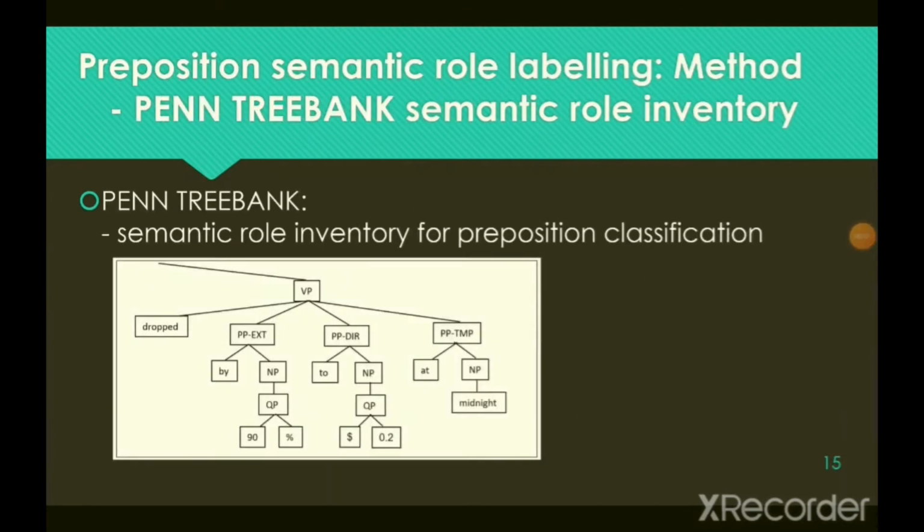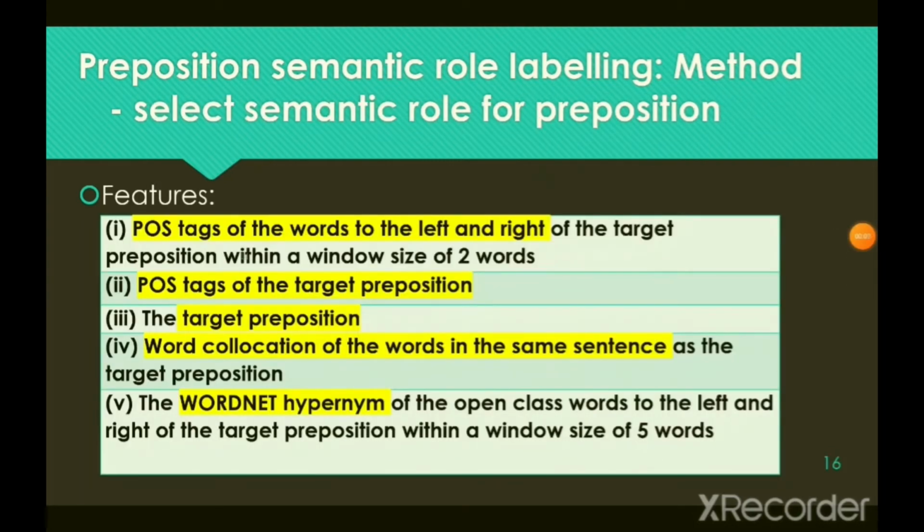The first step is to use Penn Treebank as the semantic role inventory for preposition classification. The sentences in the treebank are parsed, the prepositional phrases are tagged, and the governing verbs are identified. The next step is to use some features to classify the preposition, and these features are the syntactic and semantic features in the same context as the target preposition.